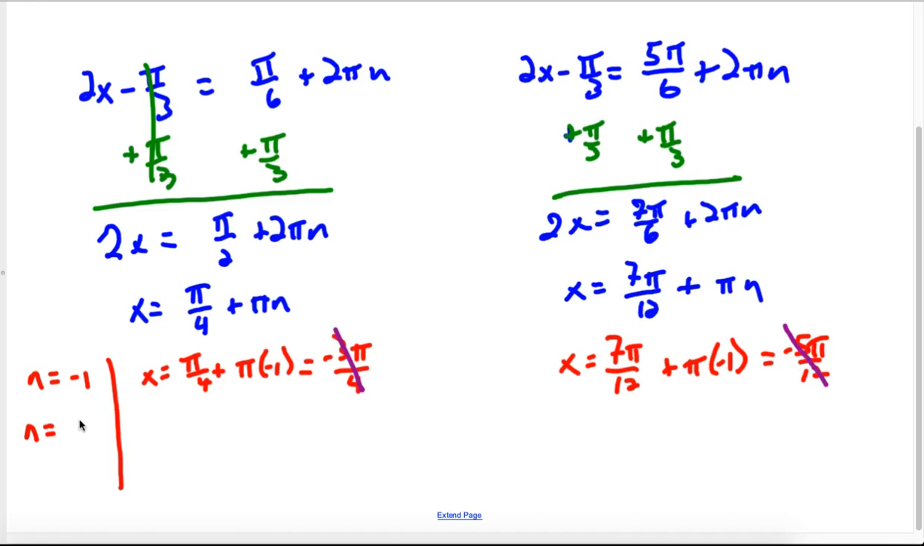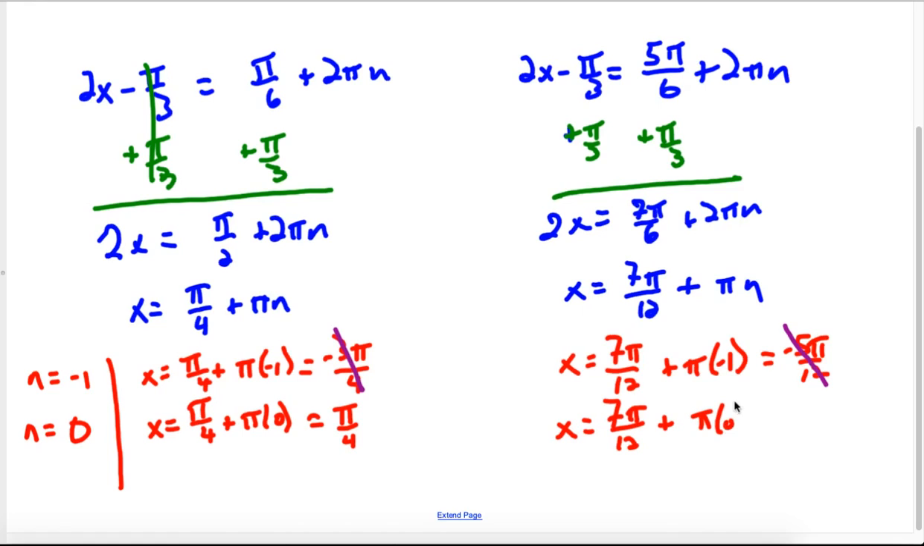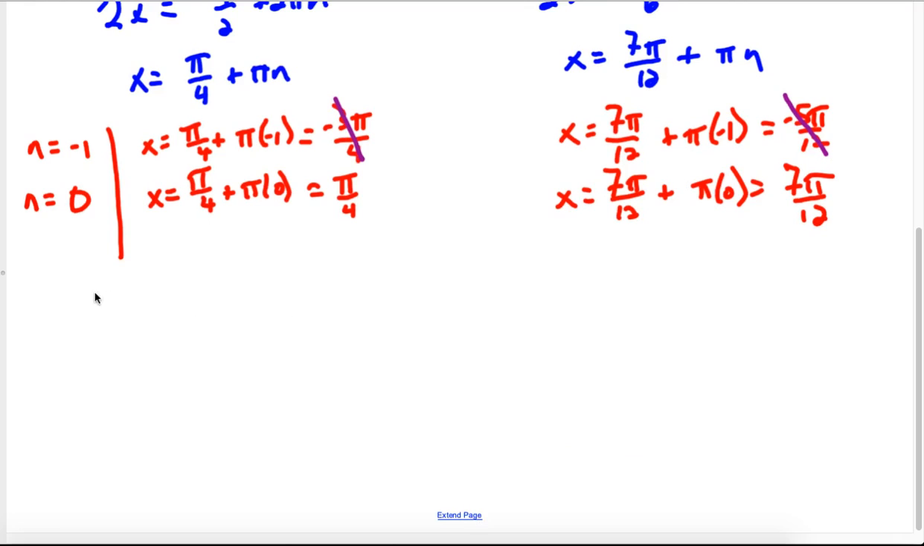Our next value, n equals 0. This would just be pi over 4 plus pi times 0, which would be pi over 4. So that one works. And then 7 pi over 12 plus pi times 0 would be 7 pi over 12. So we've got 2 answers so far.